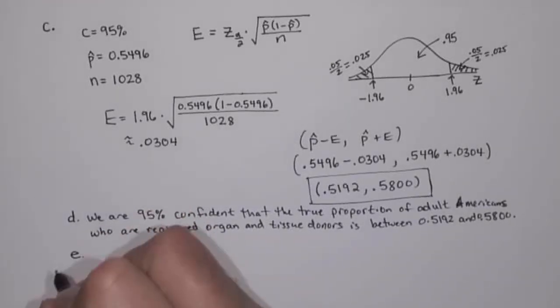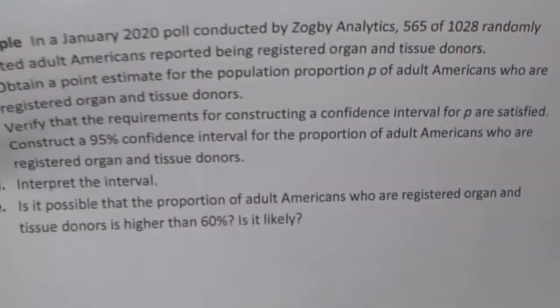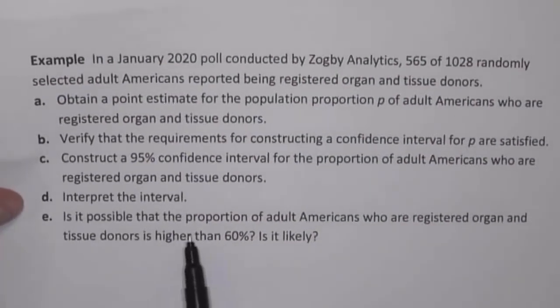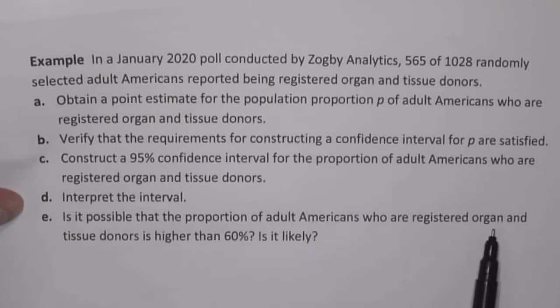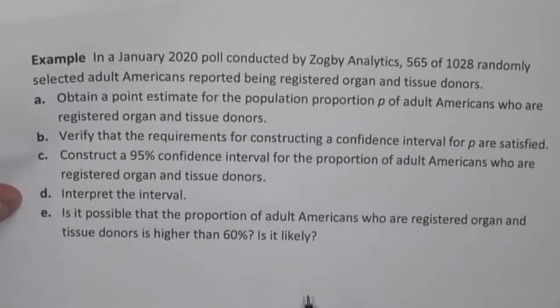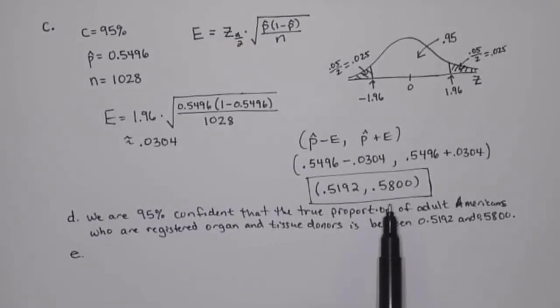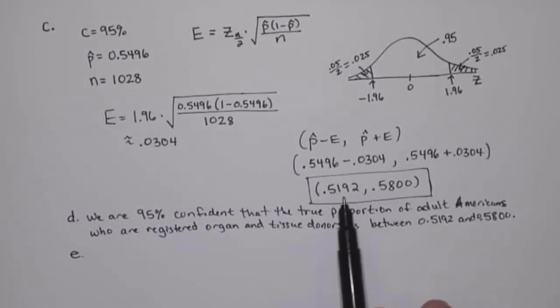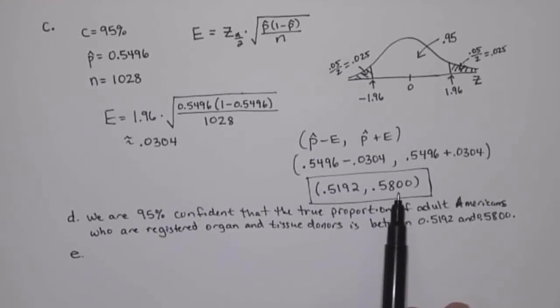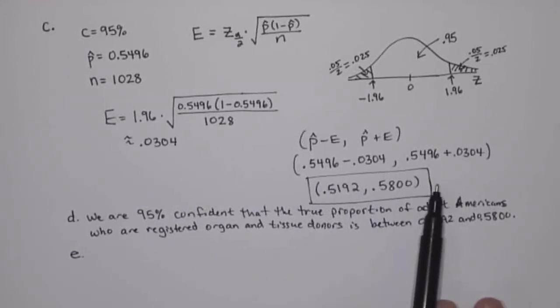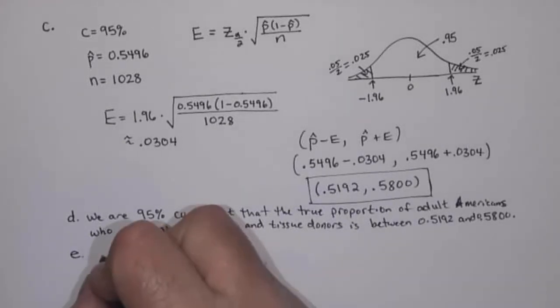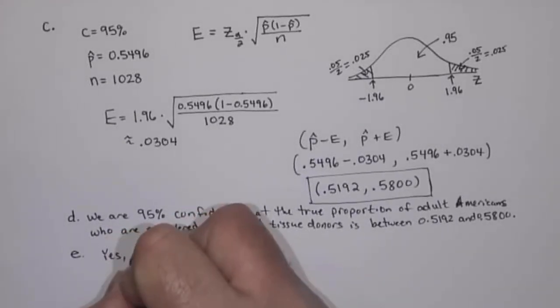Question E. Is it possible that the proportion of adult Americans who are registered organ and tissue donors is higher than 60%? Is it likely? Well, we're 95% confident that the true proportion's somewhere between 51.92 and 58%. Is it possible that the true proportion is 60%? That's possible, but that's outside of our confidence interval. So, is it possible? Yes, it's possible.